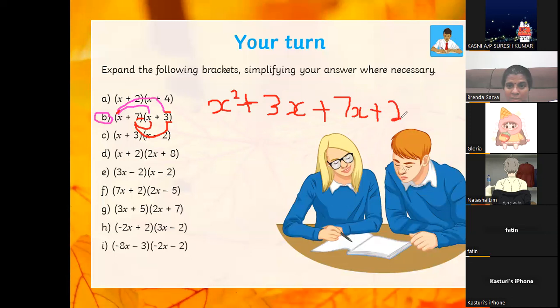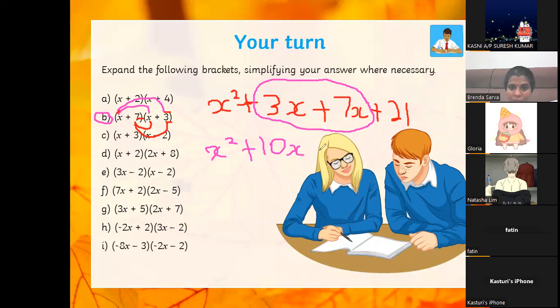It's positive 21. Then you simplify the term in the middle. Well done, Fatin. So you're going to get x squared plus 10x plus 21. You see, girls, every question here requires at least 2 steps. The first step is expanding it like this. The second step is putting your equals and simplifying that answer there.